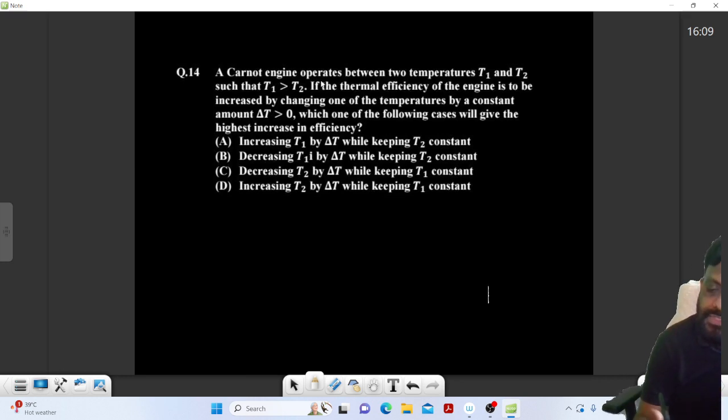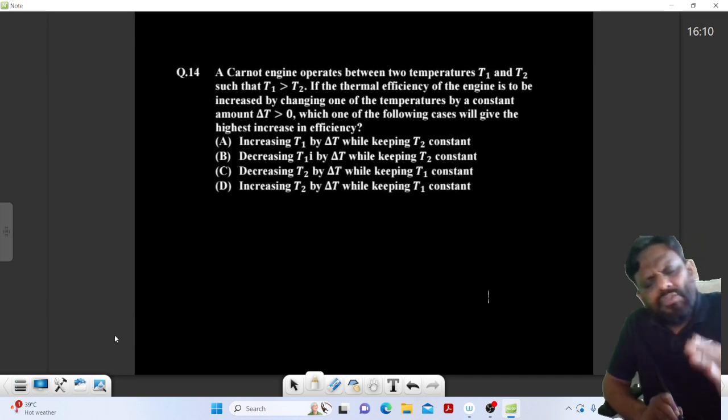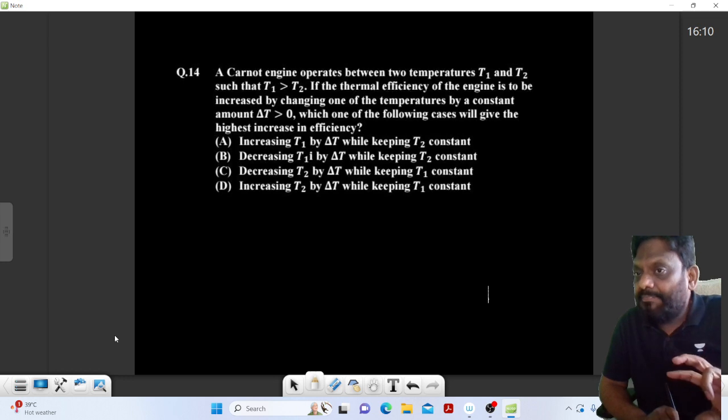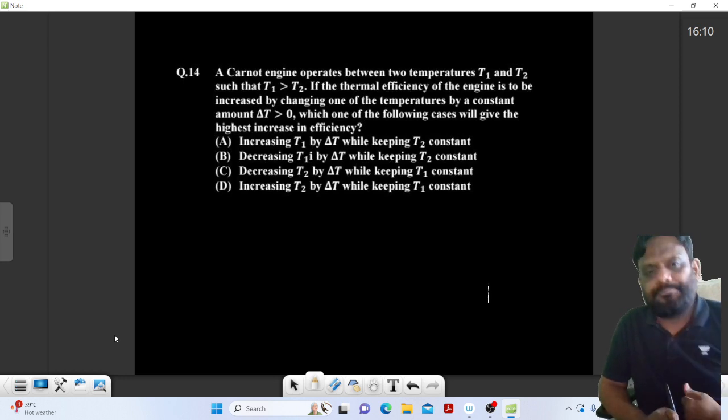A Carnot engine operates between two temperature limits T1 and T2 such that T1 is greater than T2. So T1 is the source temperature and T2 is the sink temperature. The efficiency is increased by changing one of the temperatures, keeping the other constant, by delta T greater than 0. Which of the following will give the highest increase in efficiency? Everyone knows the Carnot cycle efficiency can be increased in two ways, either by decreasing the lower temperature or by increasing the source temperature. But he is very smart. He is asking, out of these two, which one is the best?